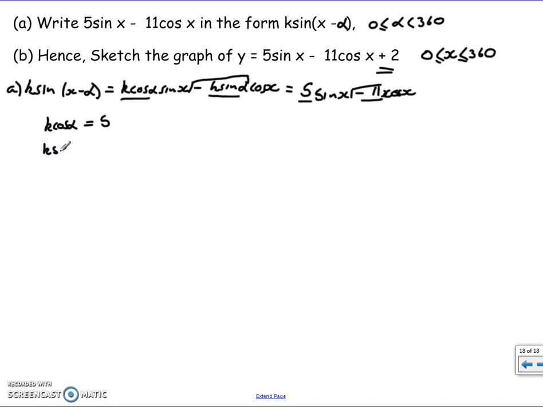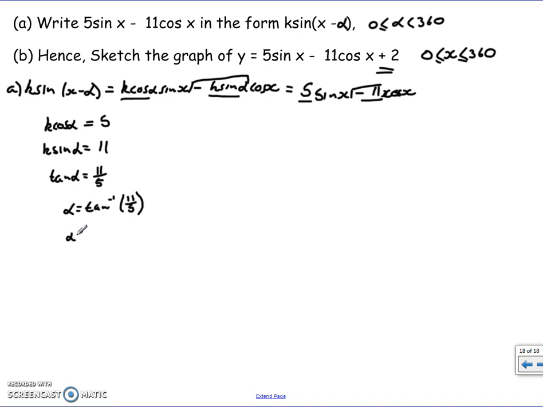So in this case, we're able to then just cancel them and say, fine, so k sine alpha is equal to 11. Take the ratio of the two, and we get that tan alpha is 11 over 5. Now, all three of them are positive, so if we look at our CAST diagram, we know we're going to get the first quadrant, so we're going to get our answer to just doing tan minus 1 of 11 over 5.